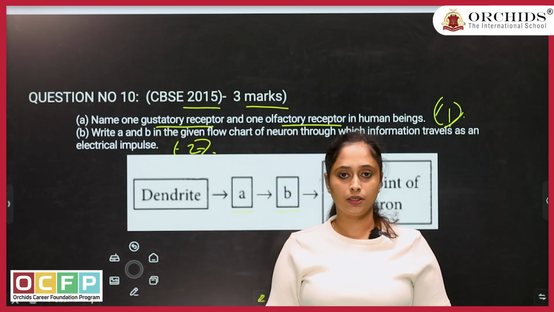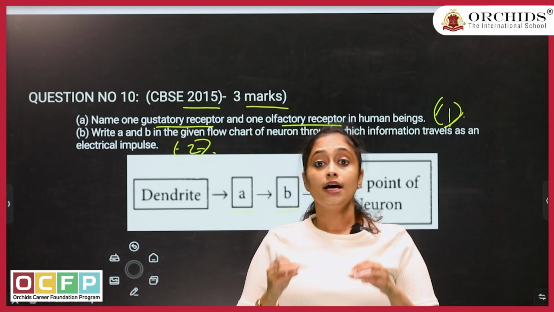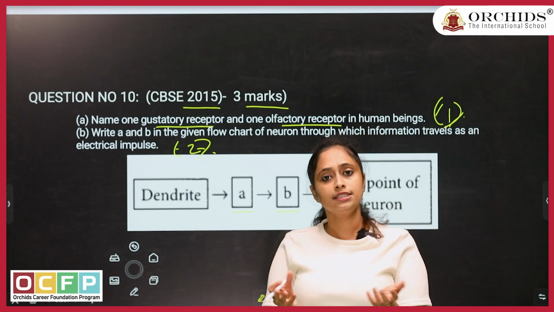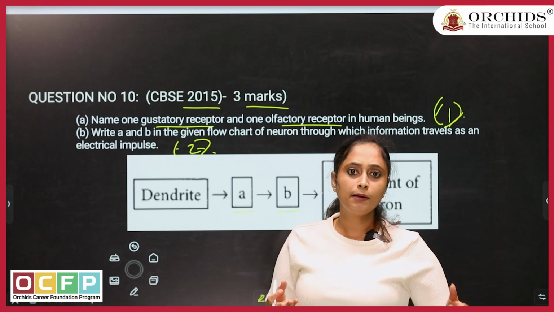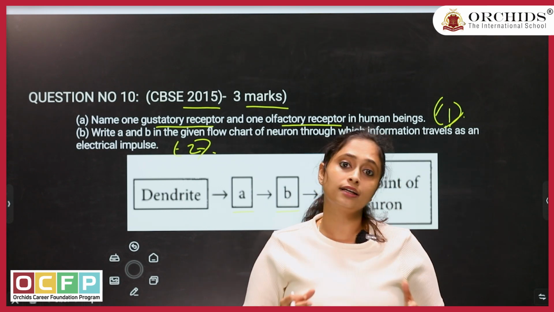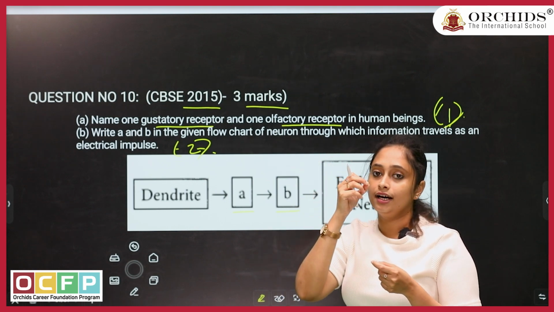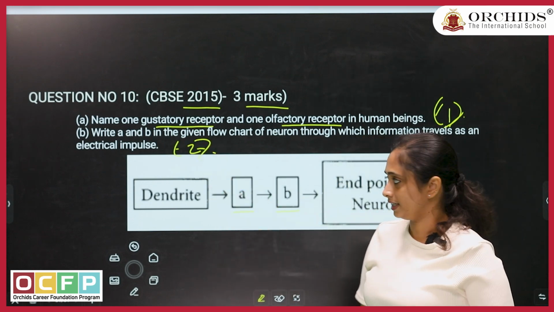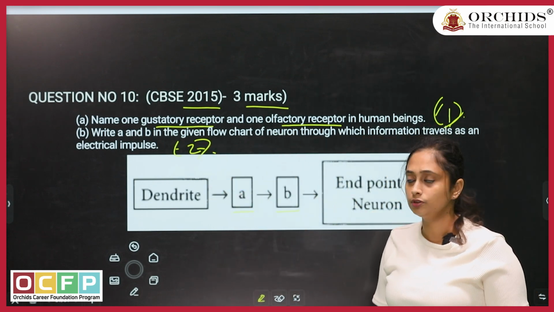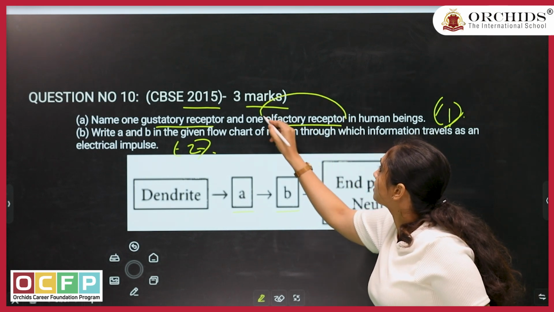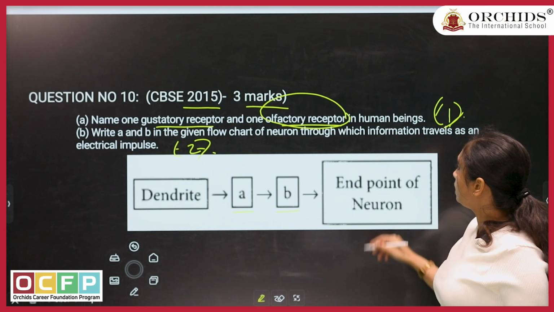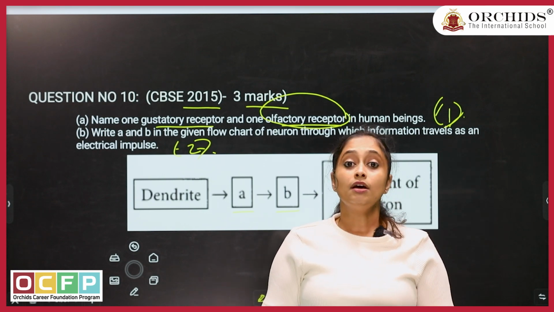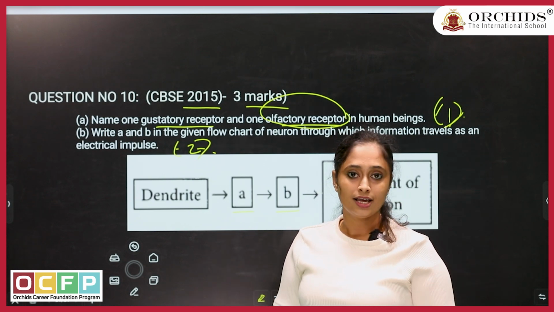What does gustatory receptor mean? The gustatory receptors are the receptors responsible for taste. Okay, so if the receptor is responsible for taste, then where will it be present? Think about it. It will definitely be present on our tongue, right? In our tongue, taste buds will be there, and inside the taste bud, the gustatory receptor will be present. It is responsible for identifying different types of taste. And the second one is the olfactory receptor. In human beings, where is the olfactory receptor present? Olfactory receptors are receptors which identify smell. So where will it be present?